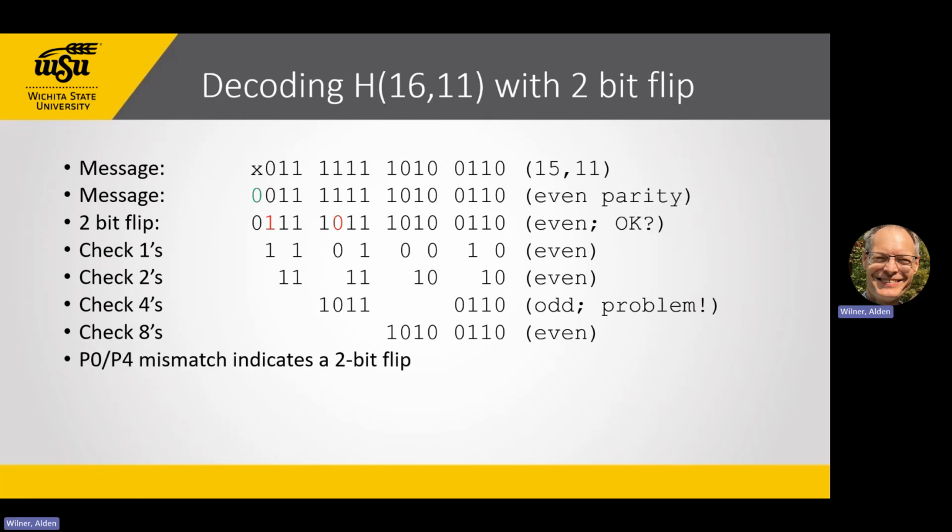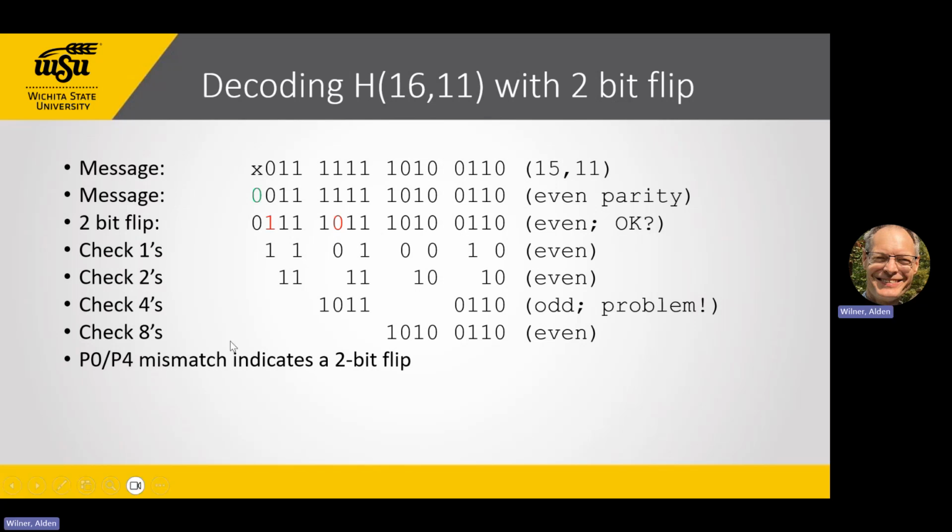But because I have the overall parity bit, now count the number of 1s in the total message. 1, 2, 3, 4, 5, 6, 7, 8, 9, 10. It says I've got no problem in the overall parity. That tells me that the number of bits flipped is an even number, right?